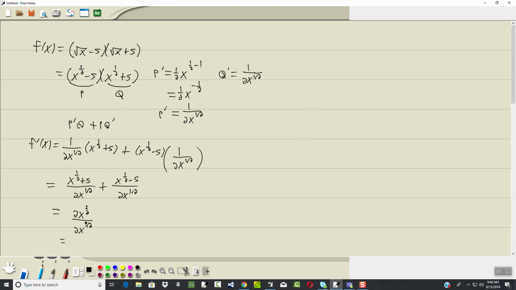Now notice we've got 2x to the 1/2 over 2x to the 1/2. That's equal to 1. So that'd be our answer. Now they specifically told us to use the product rule here. There's an easier way. I just want to mention this, even though that's not what the instructions say.